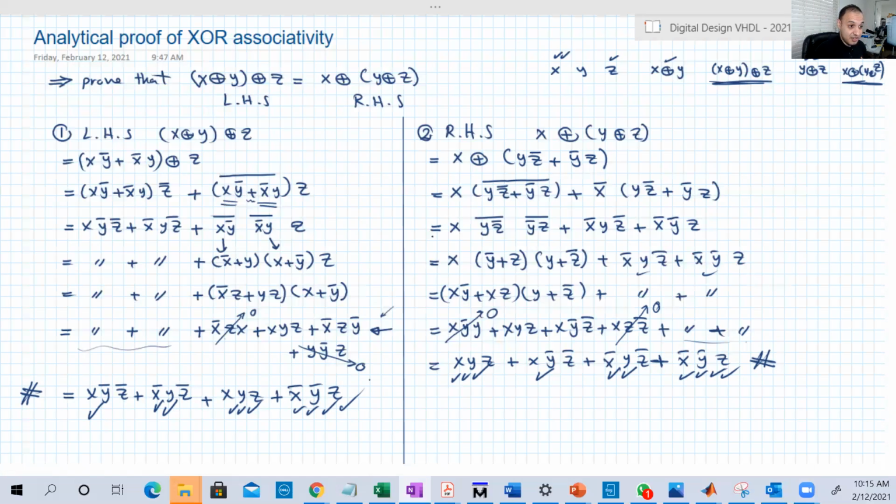You can do exactly the same to prove the XNOR. This is basically your homework. Your homework is to prove the associative property for XNOR using a truth table and also using the analytical proof.